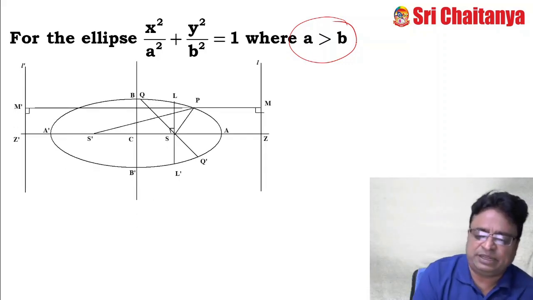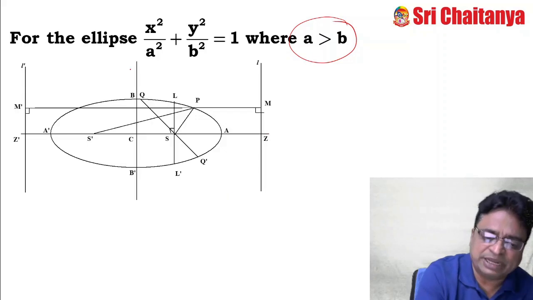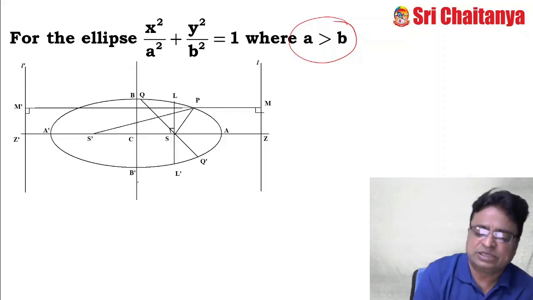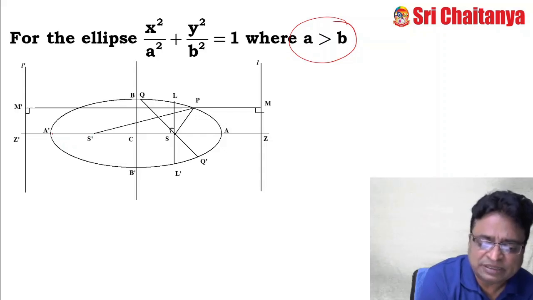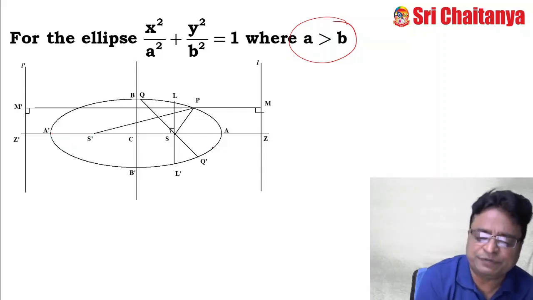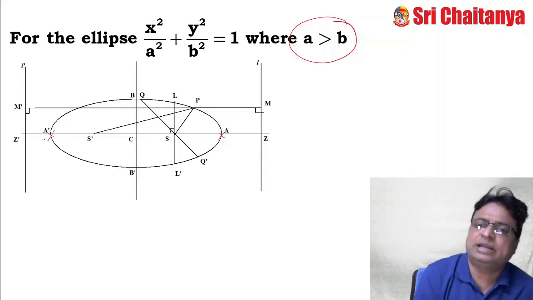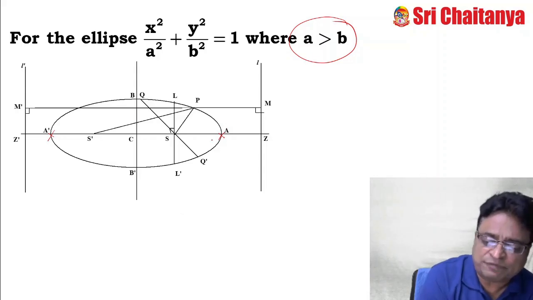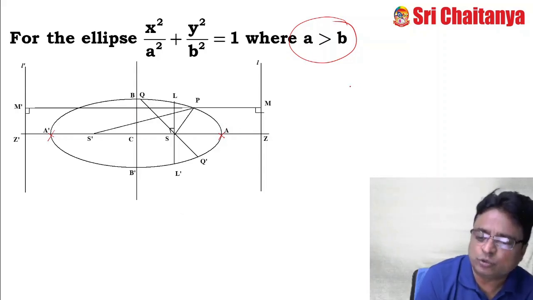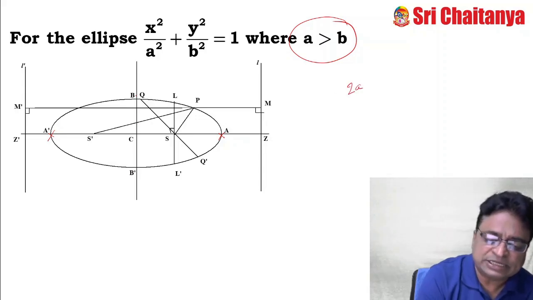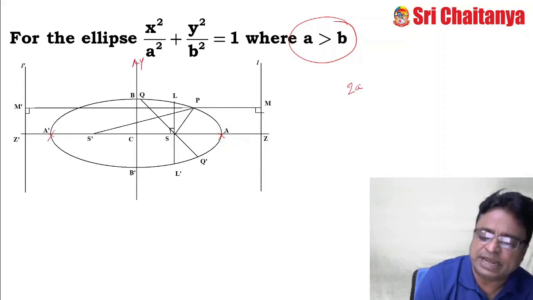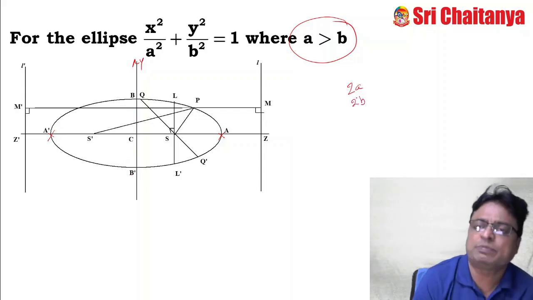Whenever a is greater than b, then the ellipse is as shown in the figure. That means here the major axis is along the x-axis and the minor axis is along the y-axis. So when a is greater than b, this is the ellipse, this is the closed figure. It intersects the x-axis at 2 points, capital A and A dash, and the length of A A dash is 2 small a, and it intersects the y-axis at 2 points B, B dash, and the length of B B dash is 2 small b.